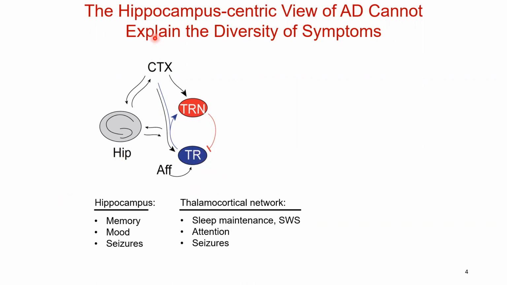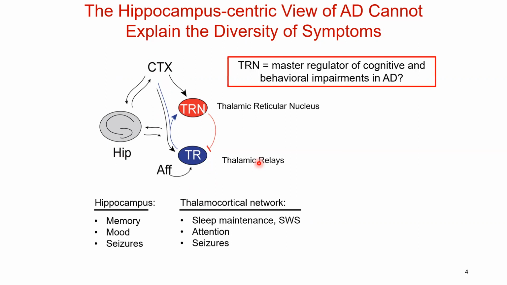These symptoms are regulated by this thalamocortical network. Basically, that's what I've shown here. And for this TRN, which regulates the communication between cortex and thalamus, we came up with the question of whether this TRN is a master regulator of cognitive and behavioral impairments in AD.